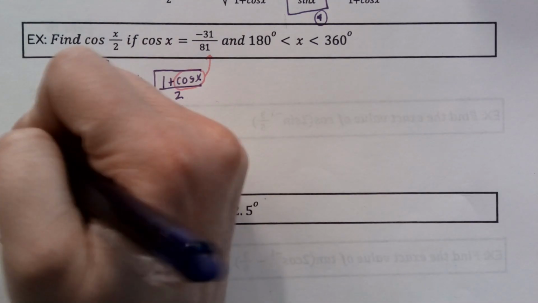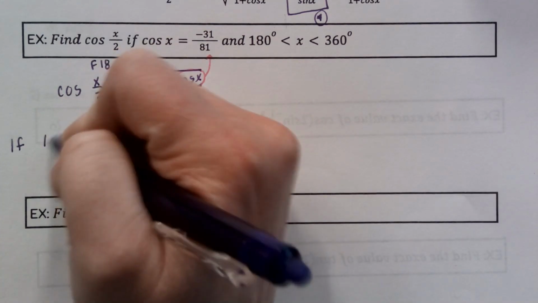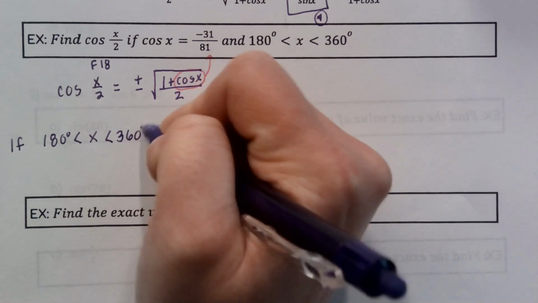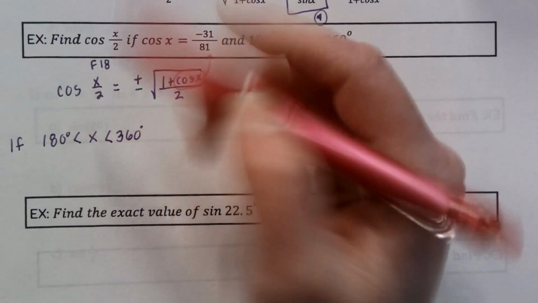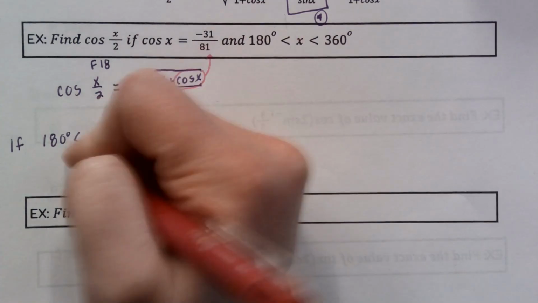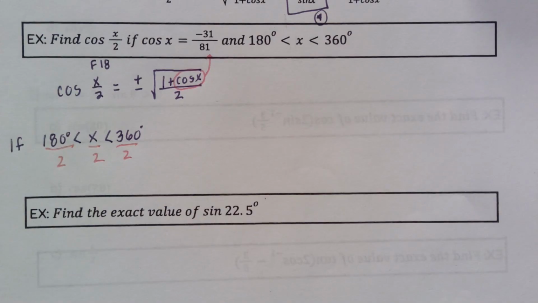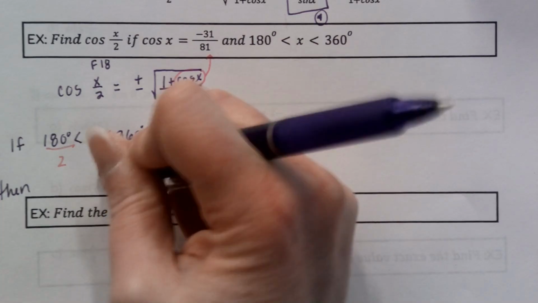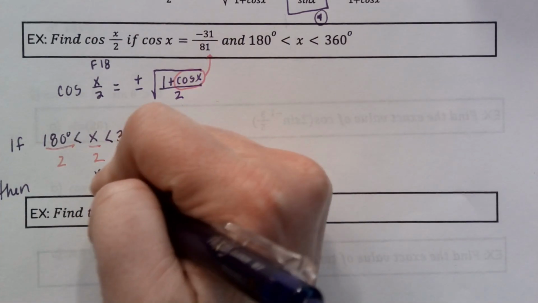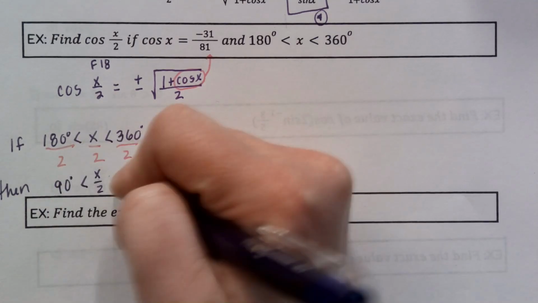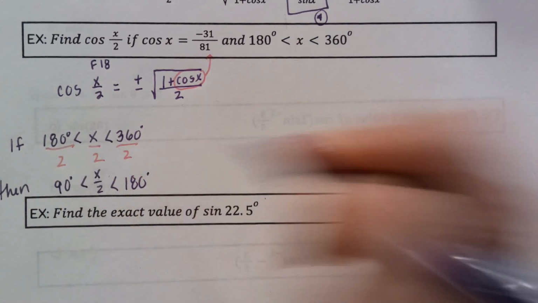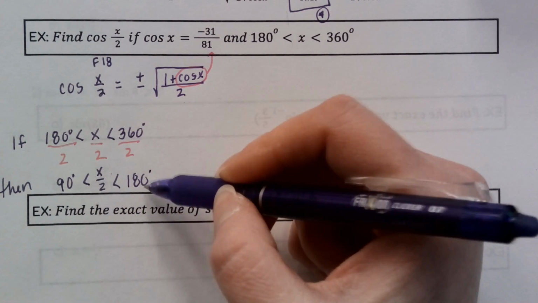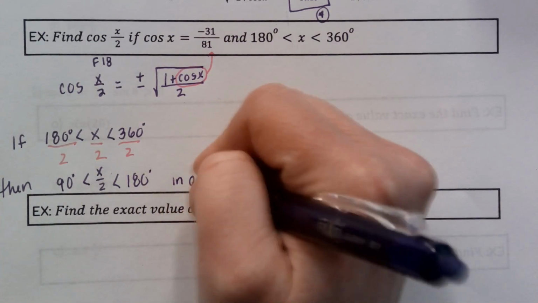So I'm going to say, if 180 degrees is less than x is less than 360 degrees, which is given, they want x over 2. So I need to divide all of these by 2. Then I know that my x over 2 has to be greater than 90 degrees but less than 180 degrees. So if x over 2 falls between 90 and 180, this is in quadrant 2.